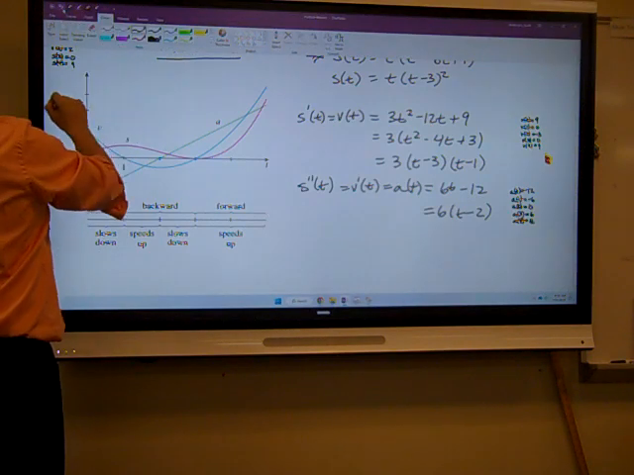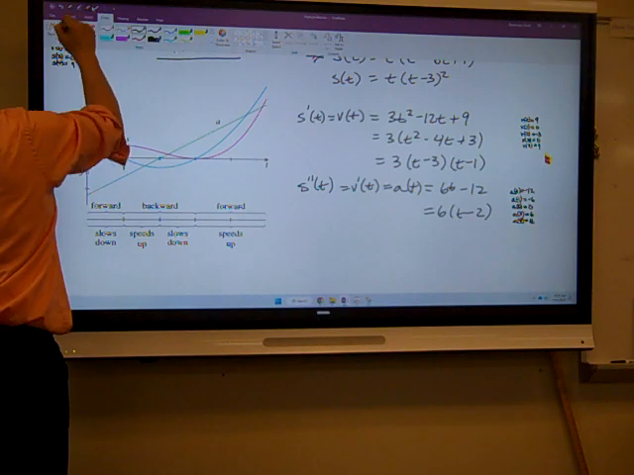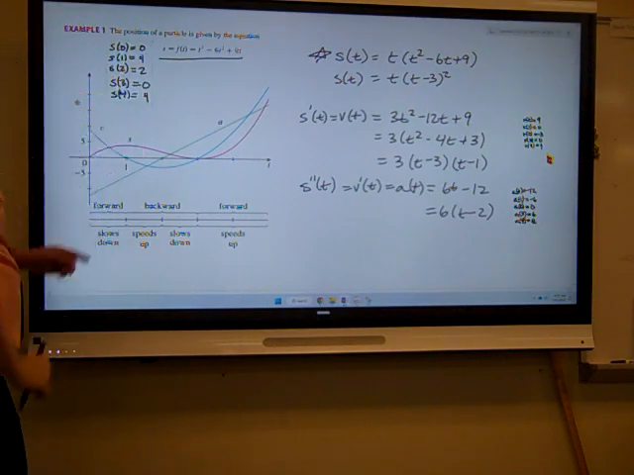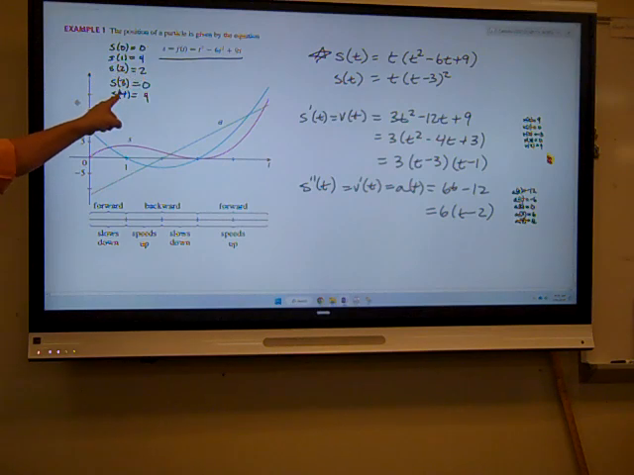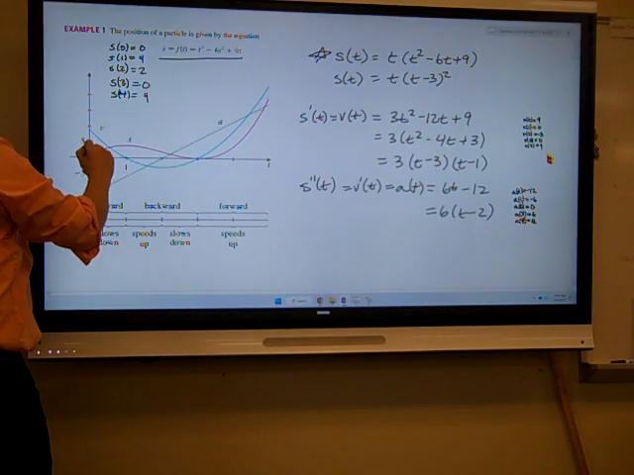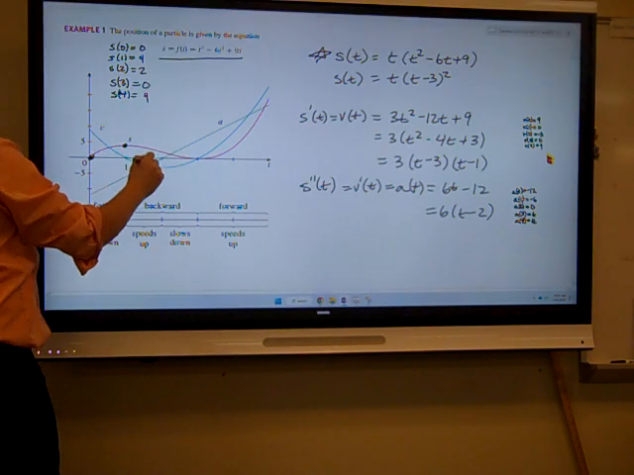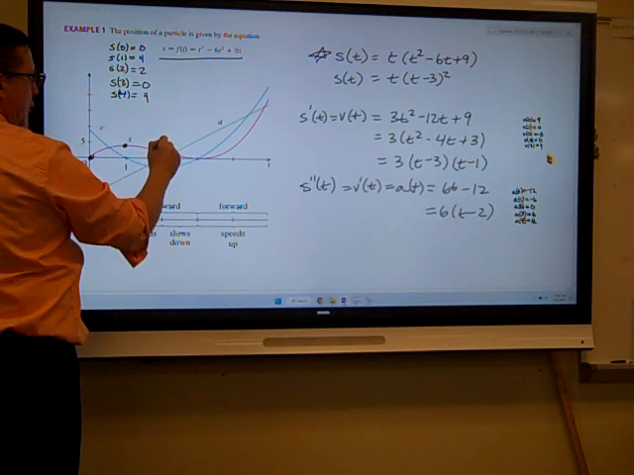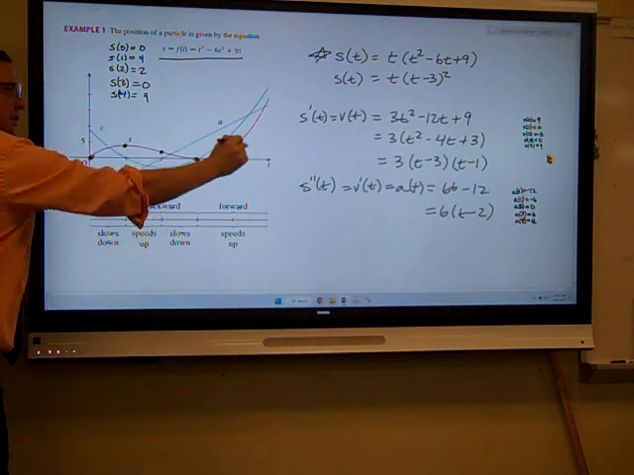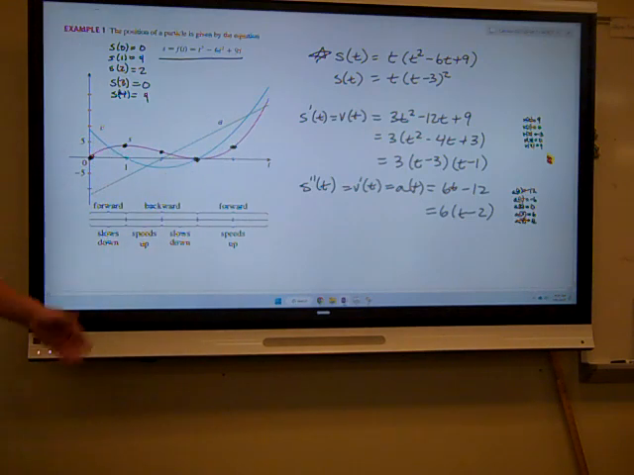Everybody, if you want to know position, it is simply plug and chug. I can plug in 0, 1, 2, 3, and 4. And the reason I like this problem is all the integer times gave integer positions. So everybody, time 0, 0, boom, the red curve. 1, 4, boom. 2, 2, boom. 3, 0, 4, 4. Everybody, there's the curve, right? That is just the position curve.